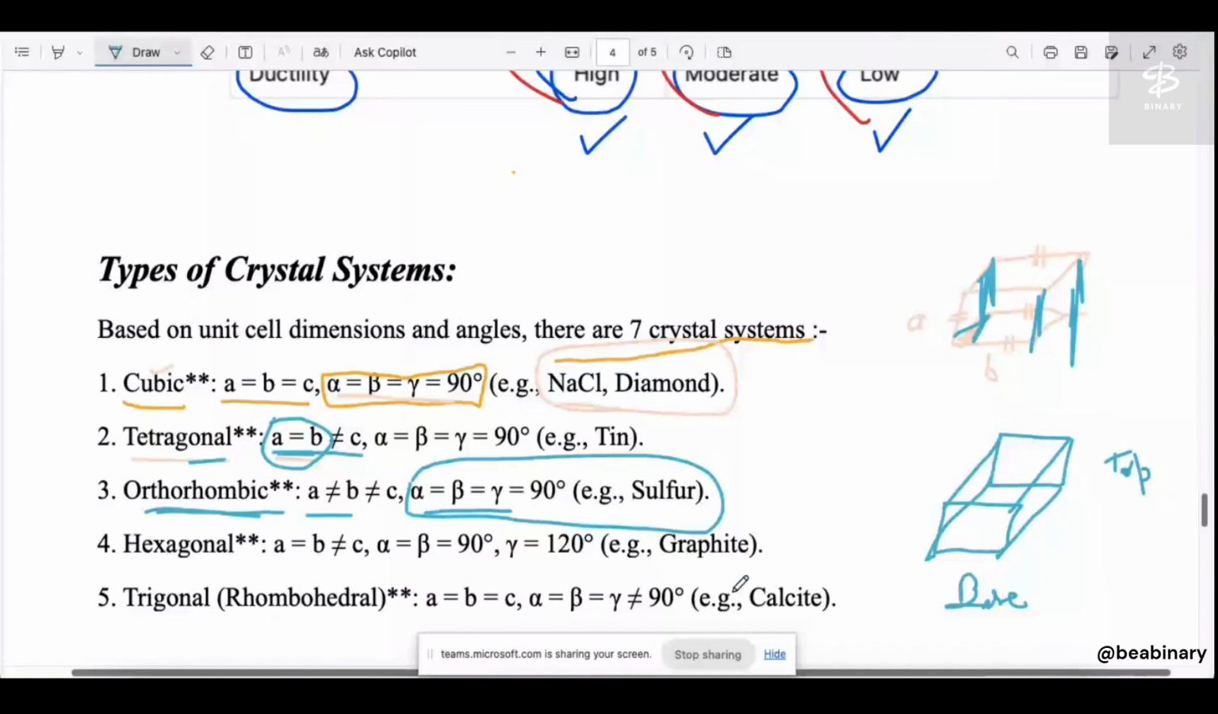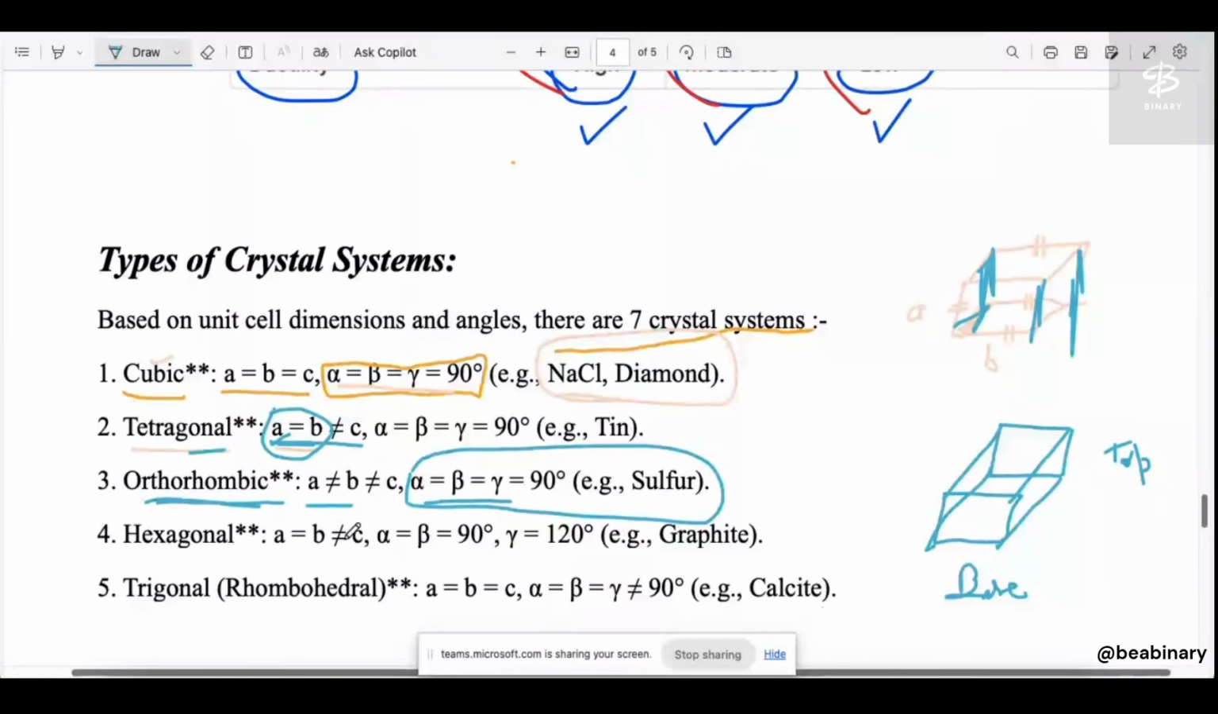Okay. So I just messed up something at the tetragonal, but I just corrected myself. So A and B are not equal here. So that would be a different kind of example that I have taken. Okay. Now come to the hexagonal.